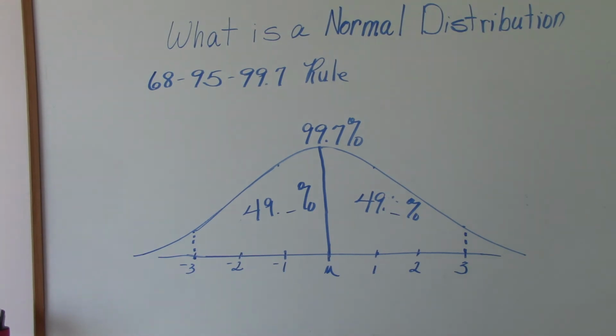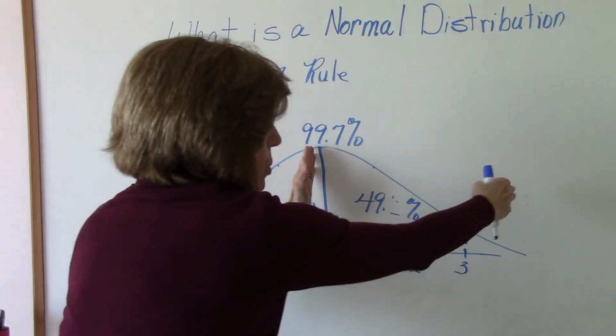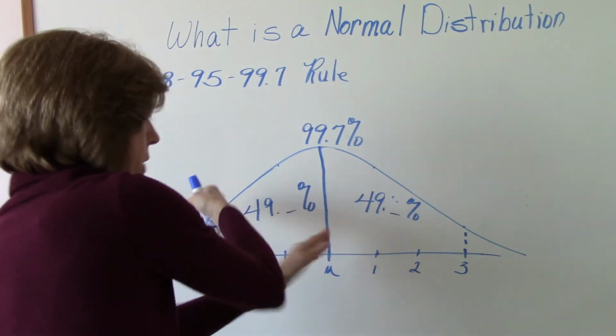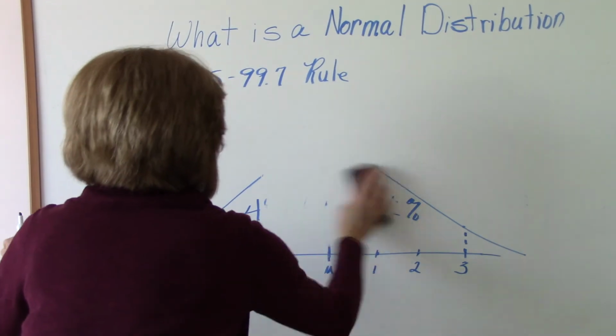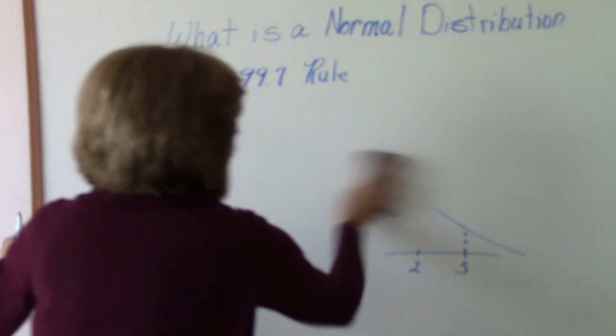So just making sure that we understand that: half of our data will be to the right of the mean, half of our data will be to the left of the mean. So let's do this.